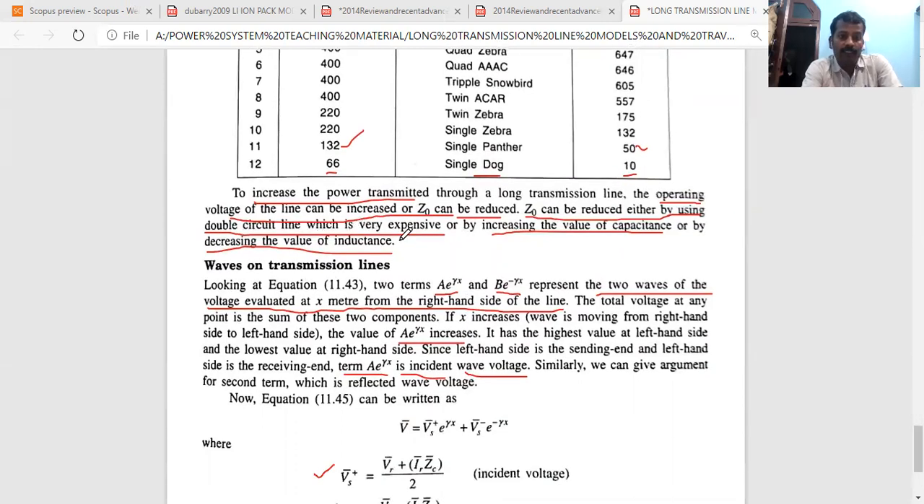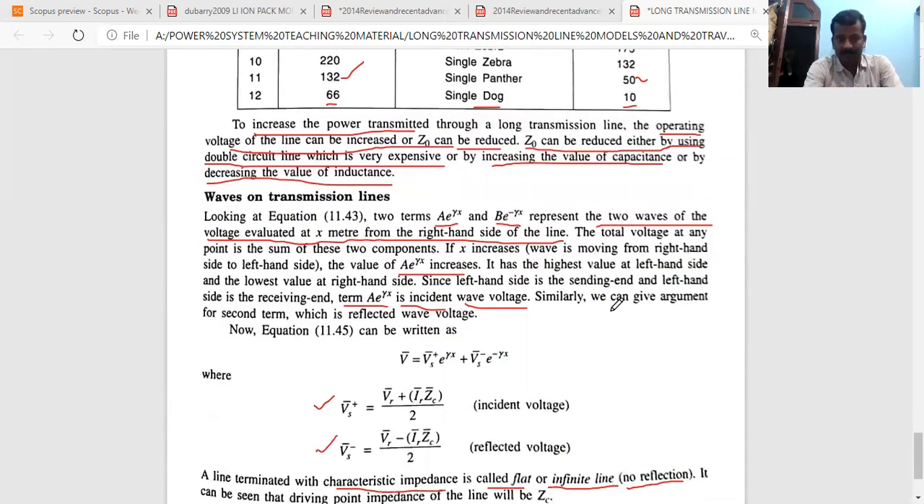A double circuit line is very expensive, or Z0 can be reduced by increasing the value of capacitance. If you increase the value of capacitance, then it will decrease the series impedance of the line, or by decreasing the value of inductance. या तो इंडक्टर का जो सीरीज इंडक्टेंस है उसका वैल्यू डिक्रीज कर दें या कैपेसिटेंस बढ़ा दें. दोनों केस में आपका इफेक्टिव इम्पिडेंस डिक्रीज्ड होगा.